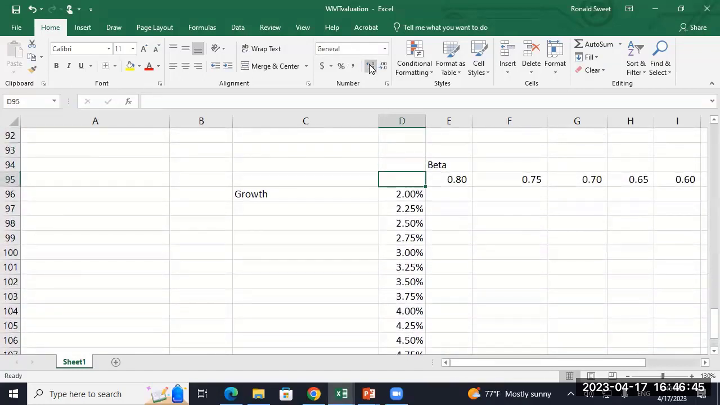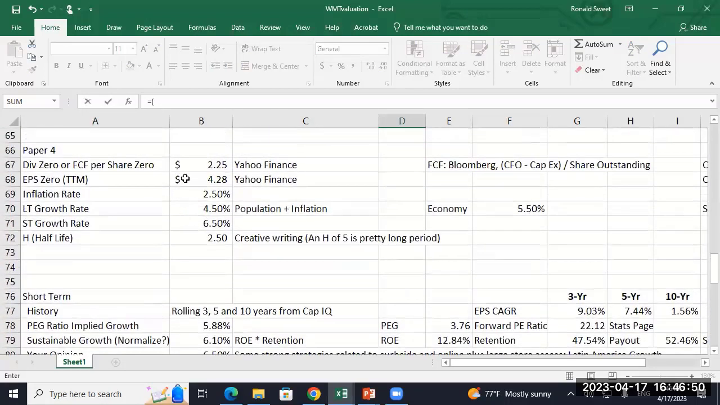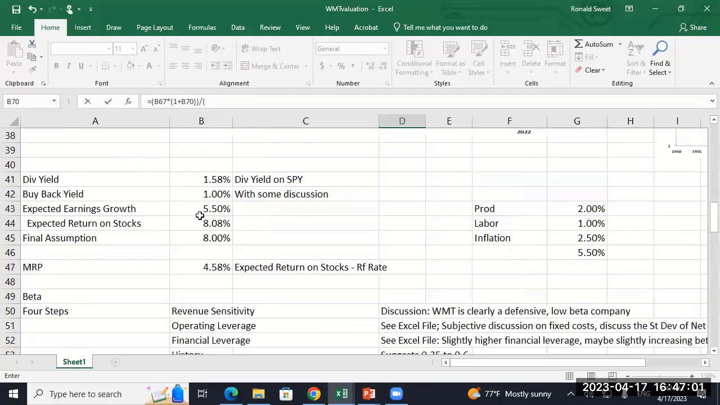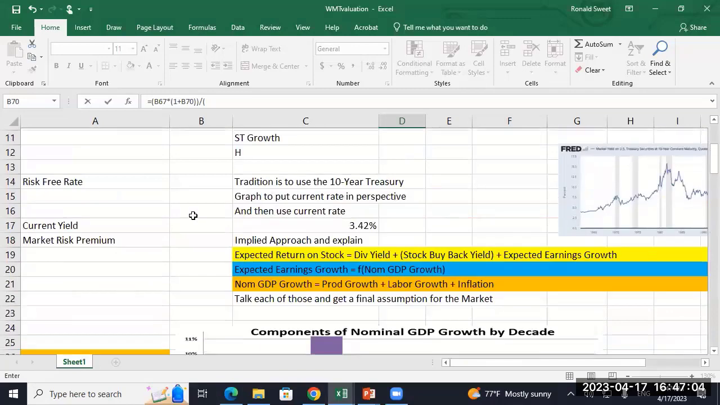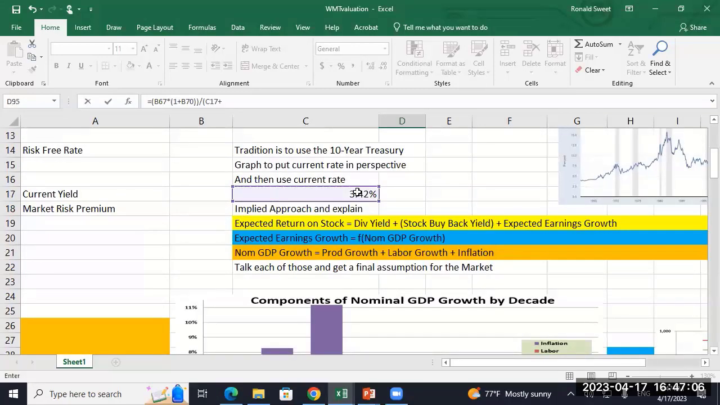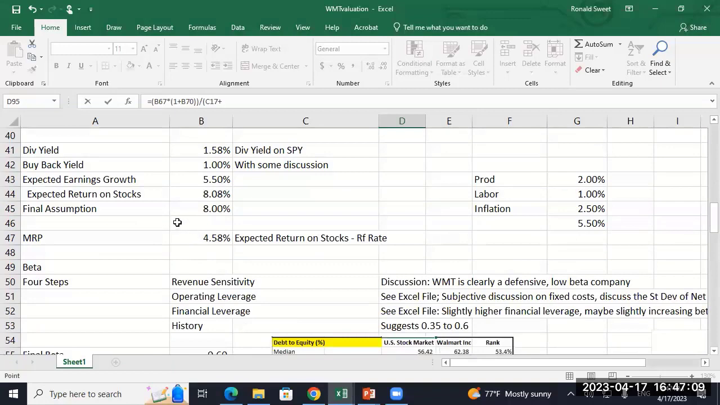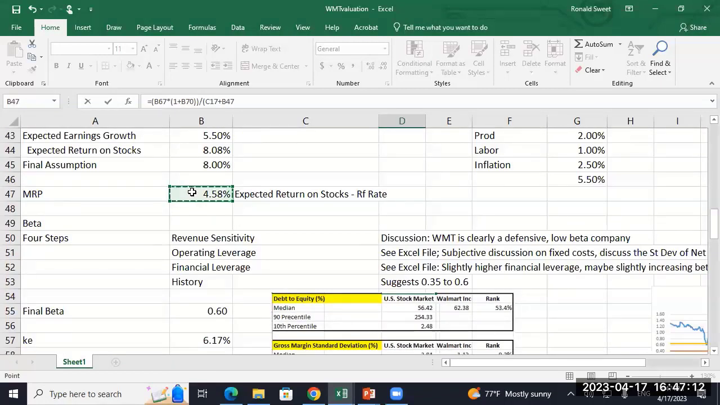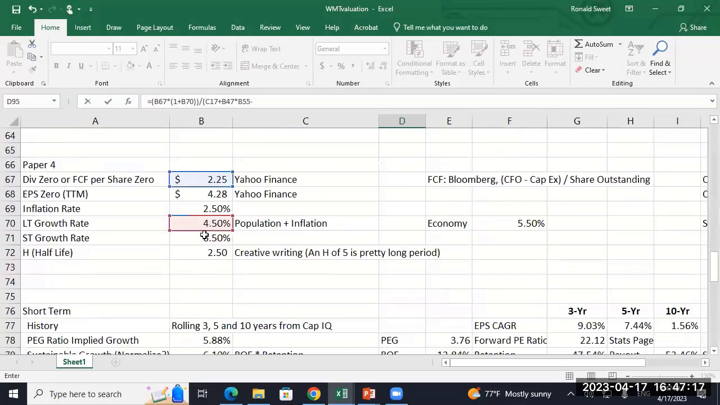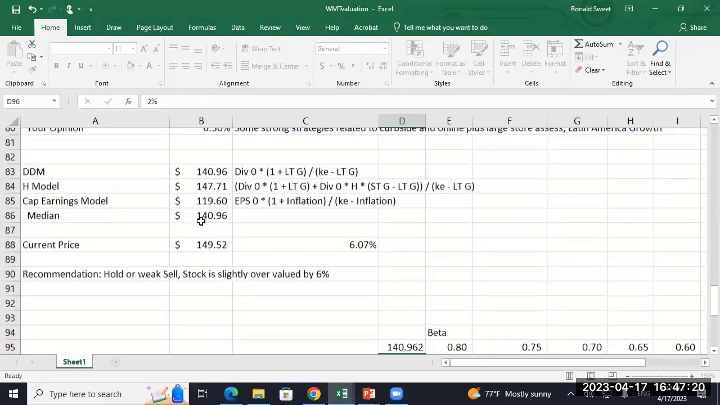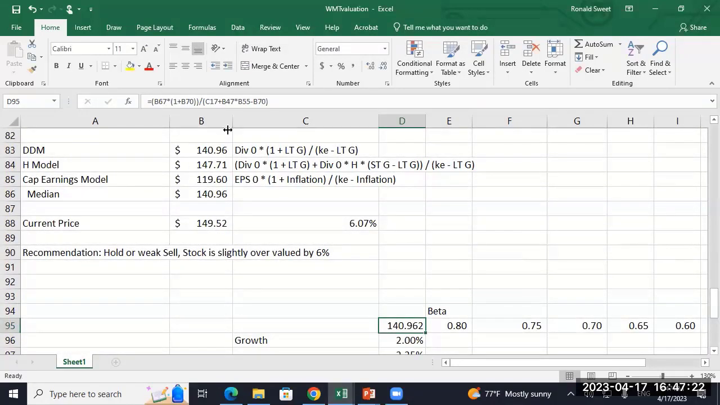So what valuation does that give me? Well, I'll do the dividend discount model: 225 times 1 plus 4.5, divided by my risk-free rate plus my market risk premium times my beta, minus my long-term growth. So I put that there. There's my 140.96.